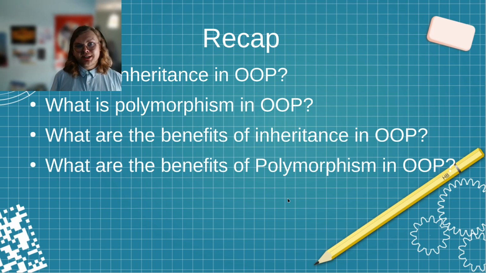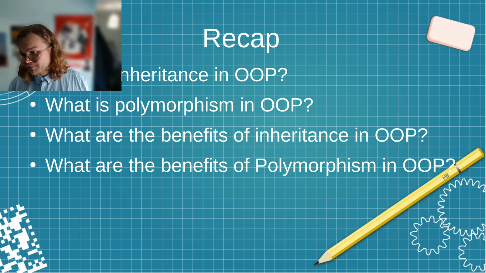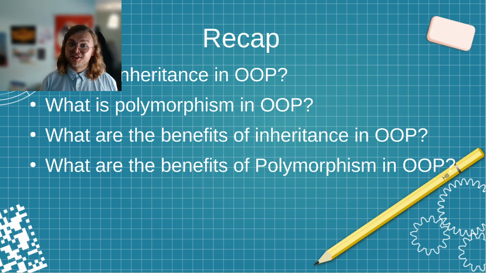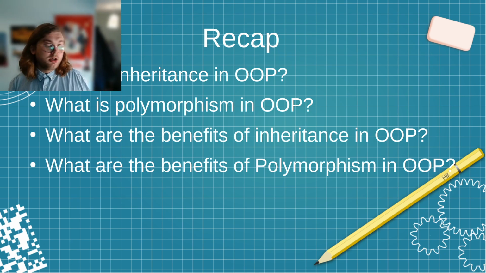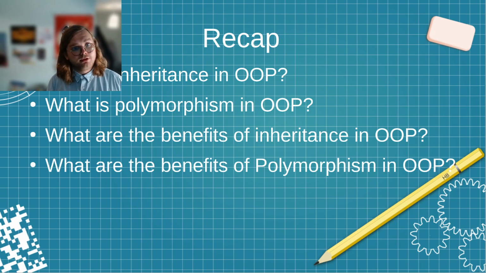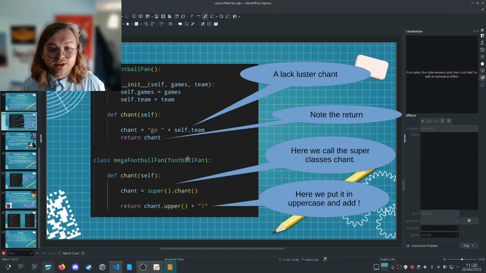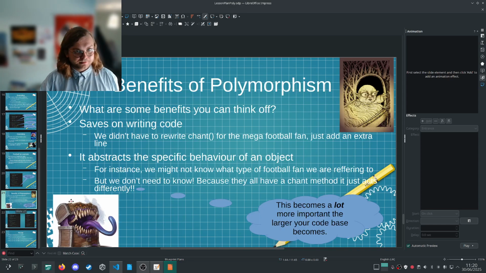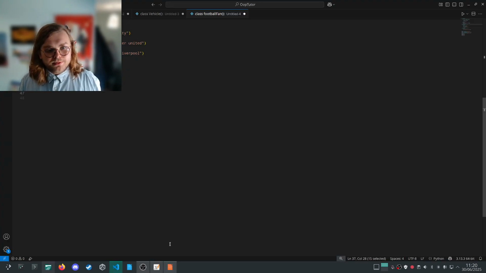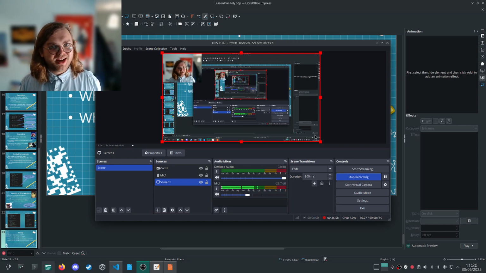So, what is inheritance in object-oriented programming? Well, it's how a parent class can pass on certain attributes and methods to a child class. What is polymorphism? Well, polymorphism is how a child class's methods can differ from a parent class's, right? So we would talk about extending or overriding. And then the benefits and the cons. The benefits of polymorphism and inheritance. Well, again, we've just said it. Right? So yeah, that's my lesson on inheritance and polymorphism.